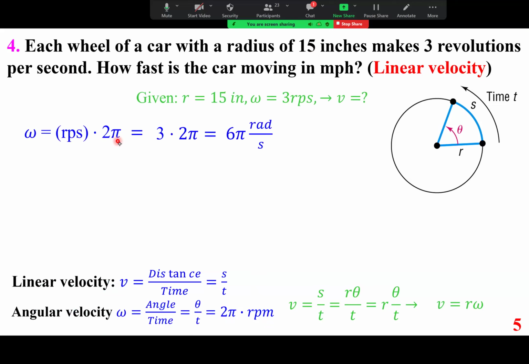V, therefore, is r omega. Multiply the 15 by 6 pi and it gives you 90 pi precisely. You keep the exact answer until the end, when you may have to do rounding. That is inches per second. We are done. However, they want it in miles per hour.